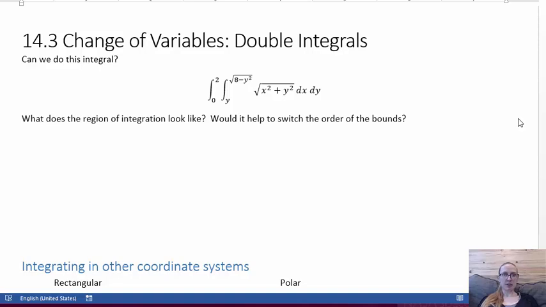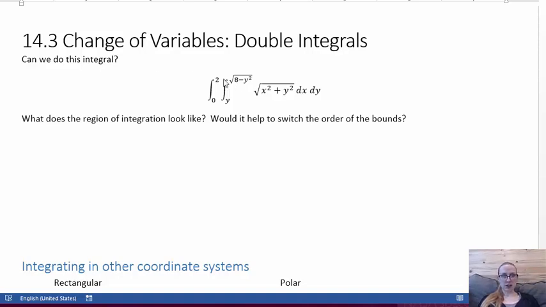Everyone, got this video for 14.3 for our missed class today. So we're looking at change of variables for double integrals, and in particular the change of variables we're looking at in here is going to be for polar coordinates.